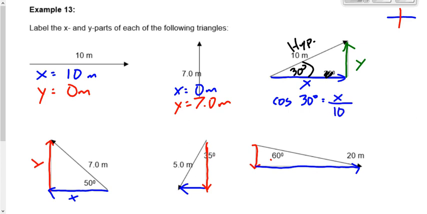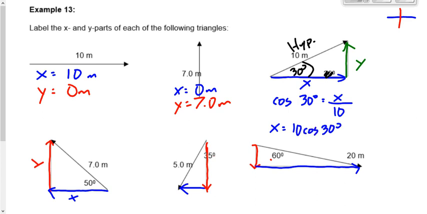Does that make sense? Cosine 30 degrees is equal to adjacent over hypotenuse. That means that x is equal to, how do you take the 10 over to the other side? Multiplying. It's equal to 10 cosine 30 degrees.